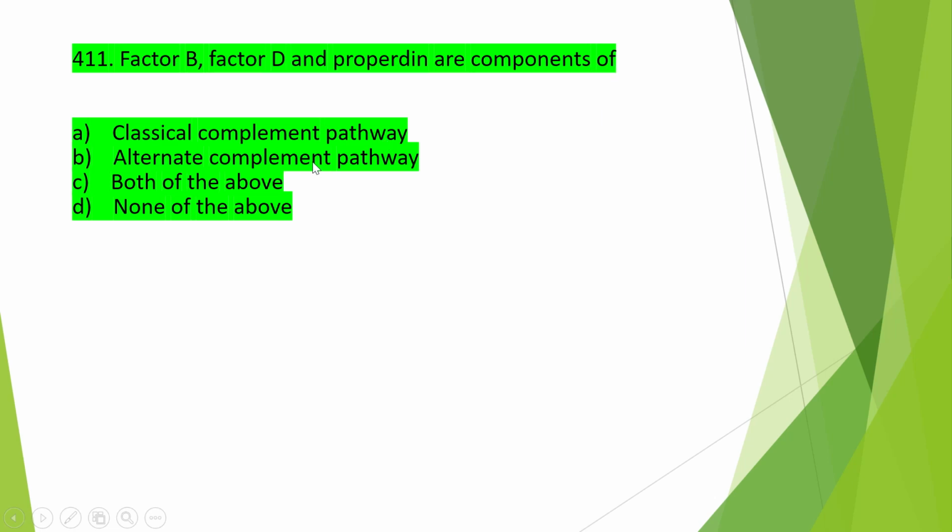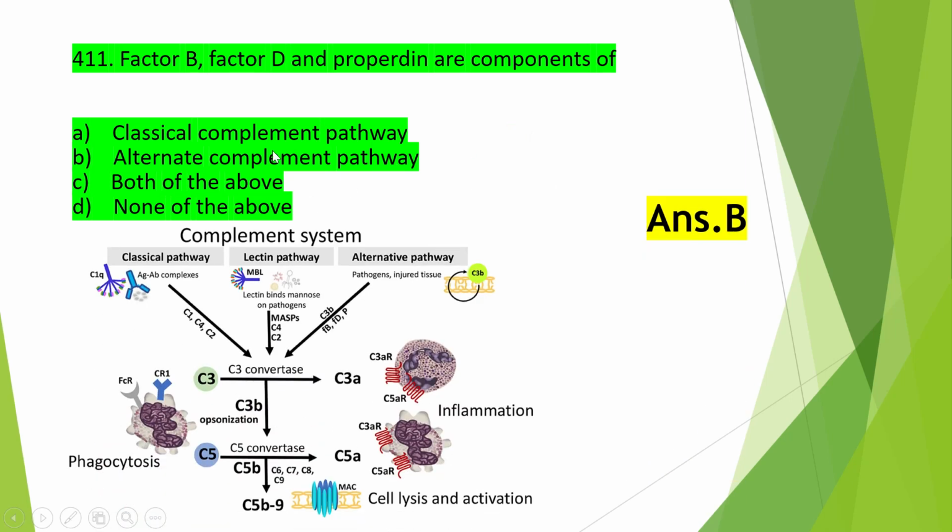Okay, so move on to the next. Factor B, factor D and properdin are components of the classical complement pathway, alternative complement pathway, both of the above, or none of the above. The right answer is option B, alternative complement pathway. So factor B, factor D and properdin are components of the alternative complement pathway.